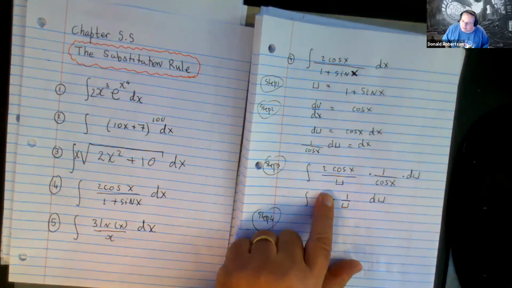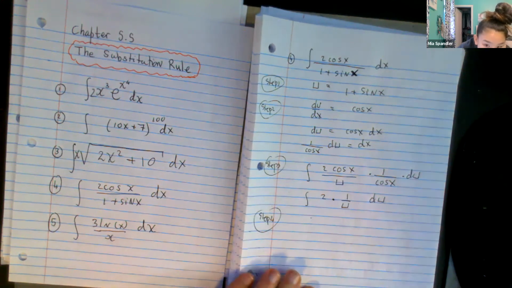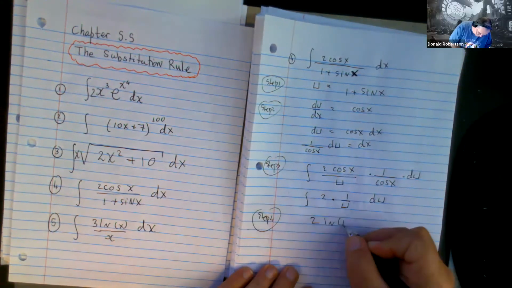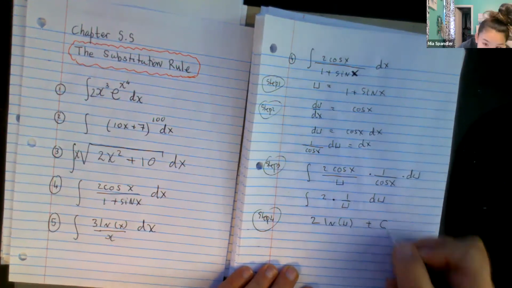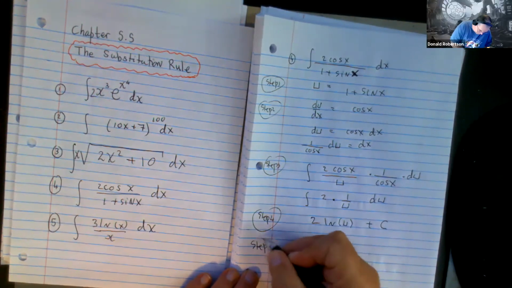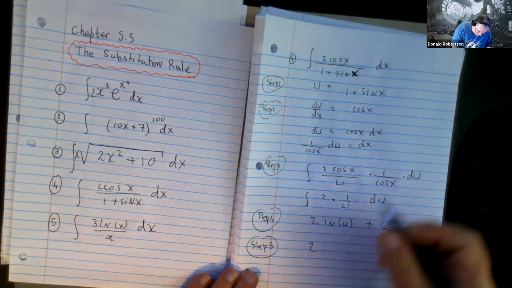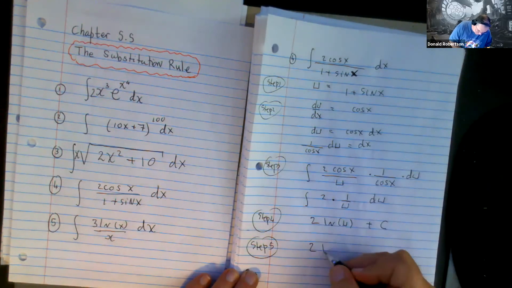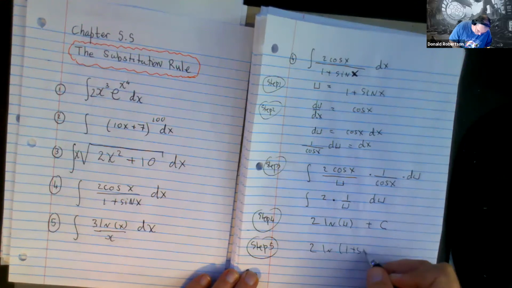What's the antiderivative of 1 over u? That's what I'm asking. The natural log of u. So this is 2 natural log of u plus c. And then you finish. Don't you just return back to the original? In this case, replace the u with 1 plus sine x.